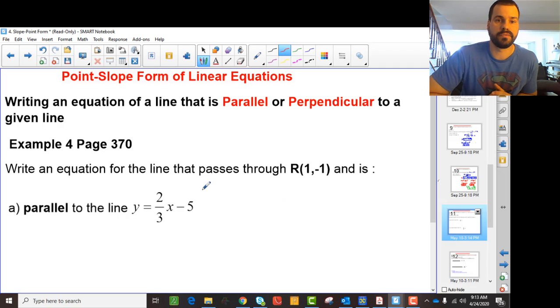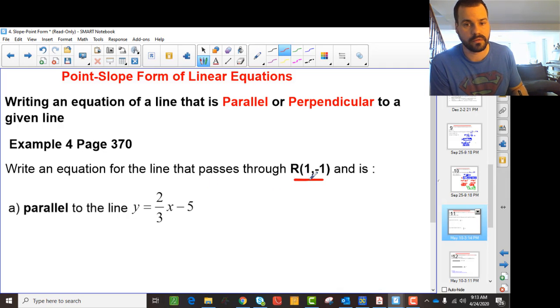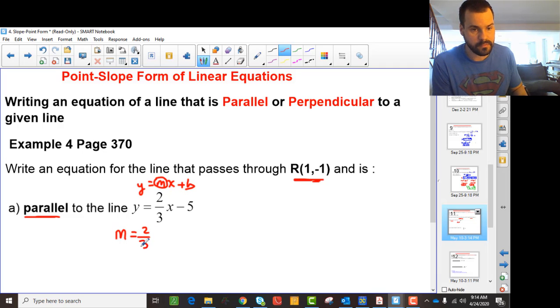So here's another question. This one talks about writing point-slope forms, but they're parallel or perpendicular. So this goes back to the fact that parallel lines have equal slopes and perpendicular slopes are negative reciprocals. So when it says write an equation that passes through this, okay, that's my point that it's going through, and it's parallel to this. So we need to figure out the slope of this line. This is in slope-intercept form, which means we have mx plus b. So the m is 2/3. Because it's parallel, it stays like that, all right? And so my slope is 2/3.